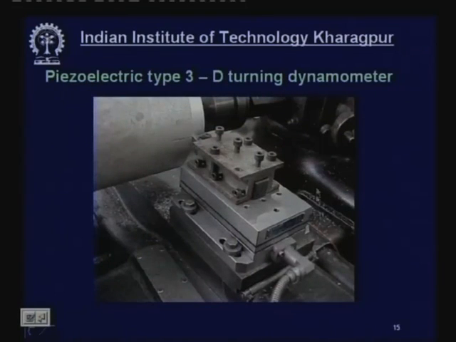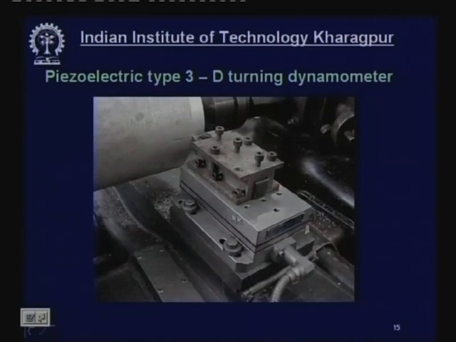Now this is a piezoelectric crystal type 3D turning dynamometer, a piezoelectric type, three-dimensional turning dynamometer. Here the crystals are inside. One crystal takes care of the force Pz, the tangential force, another crystal the Px, and another crystal Py, all independently. The cross sensitivity should be as low as possible, that is, Pz should not affect Px and Py and so on. That's called cross sensitivity, and this has to be taken care of very carefully.